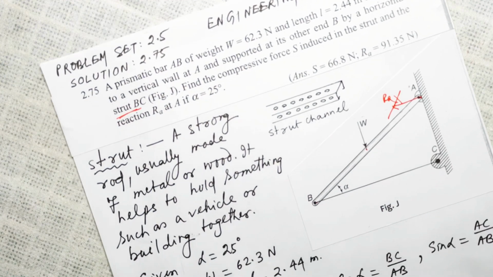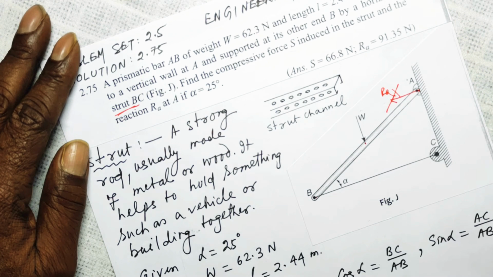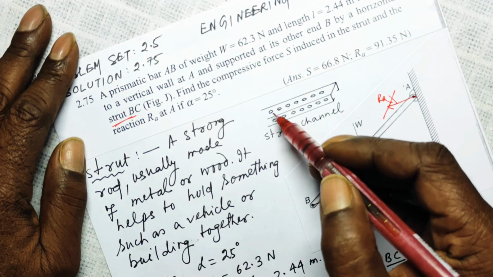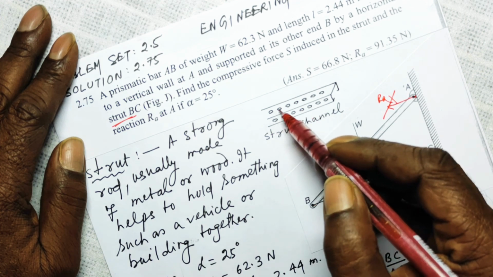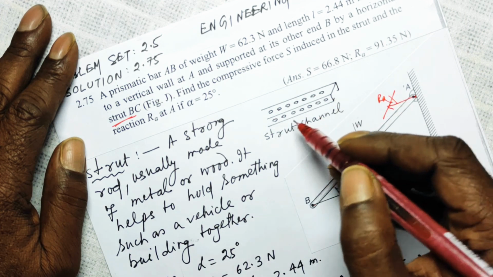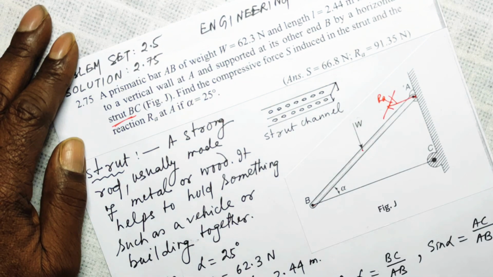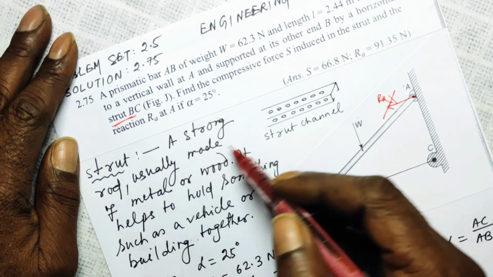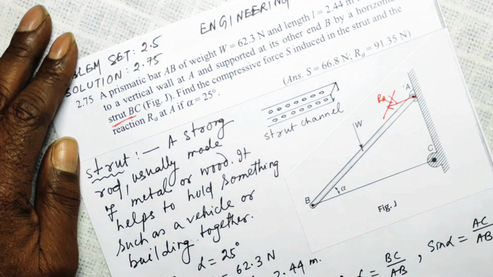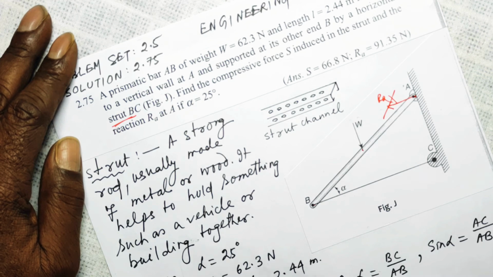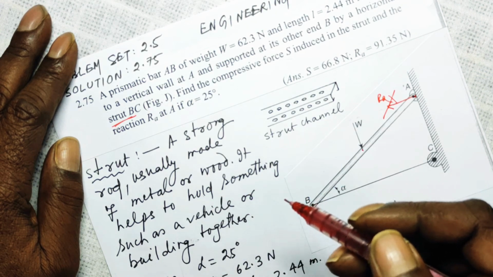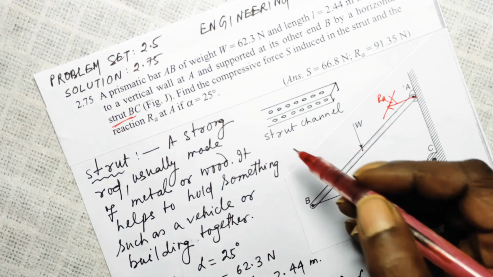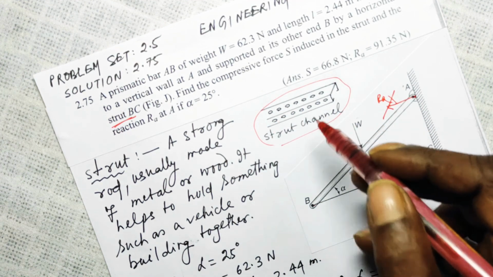Now, what is a strut? You must have seen certain aluminum channels or iron channels. They look like this. Here is a hole, these are holes. This is an aluminum channel. So what is a strut? It is a strong rod made of metal or wood, and it helps to hold something such as a vehicle or building together. Now this is a strut channel.